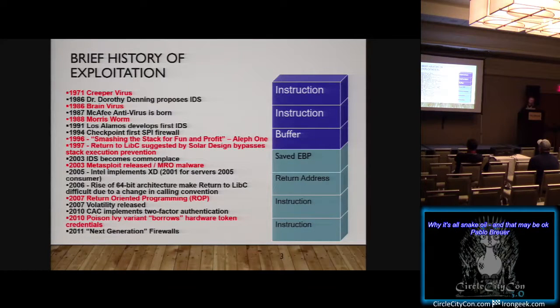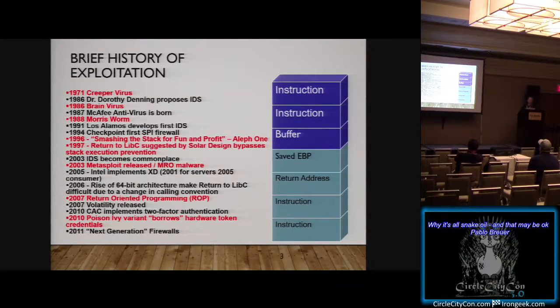In 1997, we get the Return to libc. That's the seminal paper on how to get past stack execution prevention. However, since most of us don't have stack execution prevention, it goes largely ignored, up until it becomes a problem much later in the 2000s.